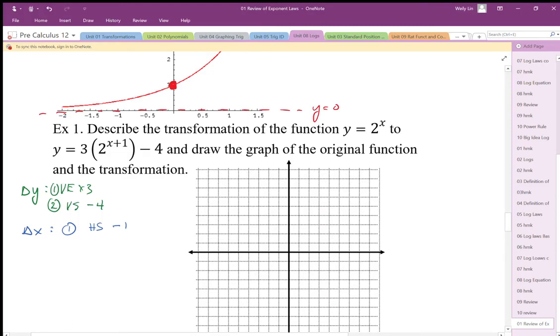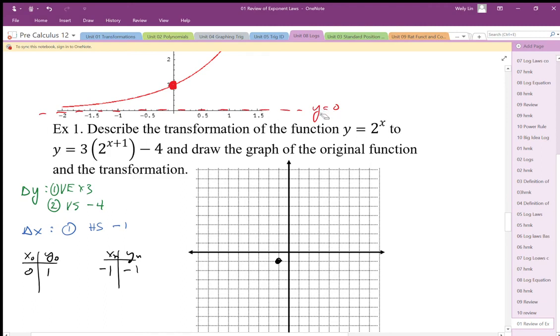I have my table of values, my old x, y, and my new x, y. I've got a horizontal shift left 1, so it's going to be minus 1. For my vertical, I'm going to have a vertical expansion of 3, so it's times 3, then minus 4. I'm going to end up at negative 1, negative 1. There's my reference point.